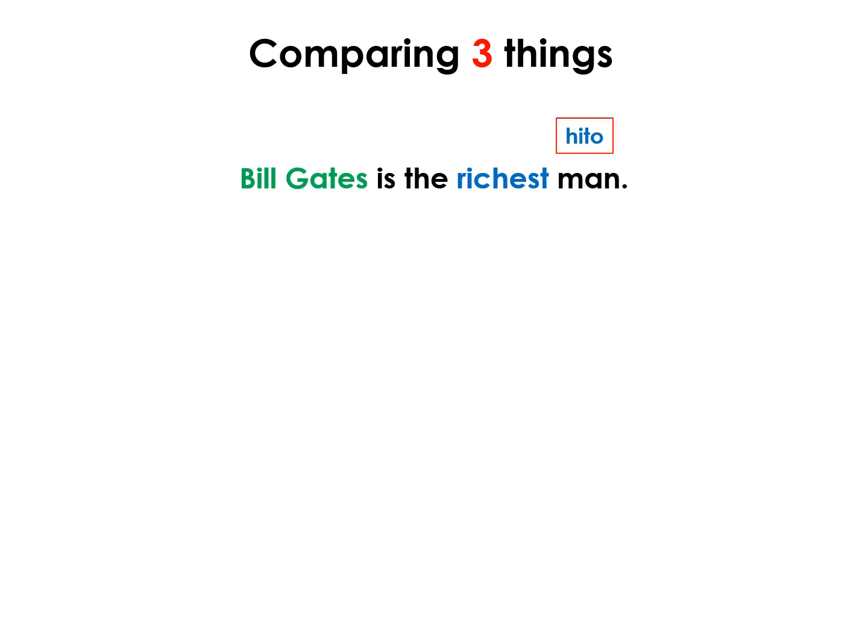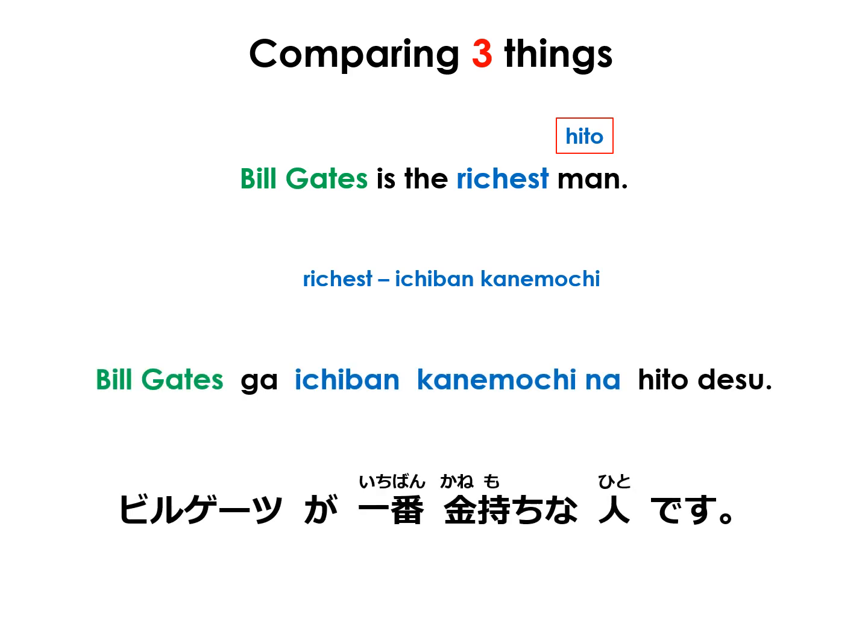Another example, Bill Gates is the richest man. Man is hito, and rich is kanemochi na, which is a na adjective. To say richest, that would be ichiban kanemochi. Putting them together, the Japanese sentence would be Bill Gates が一番金持ちな人です. Note that we say 金持ちな人 because 金持ち is a na adjective, so it needs the na before the noun hito.